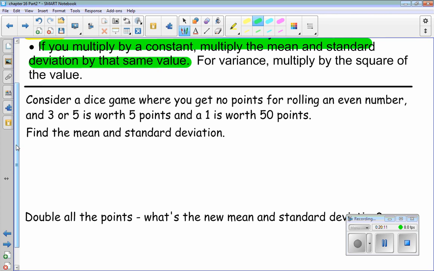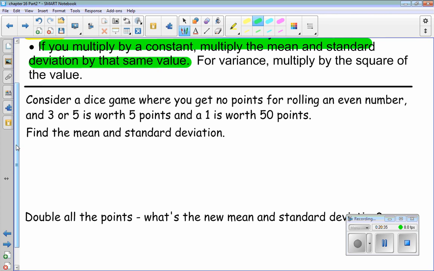Consider a dice game where you get no points for rolling an even number, and a 3 or a 5 is worth 5 points, and a 1 is worth 50 points. Okay. How am I going to find the mean and the standard deviation? Before I can even start, what should I do?